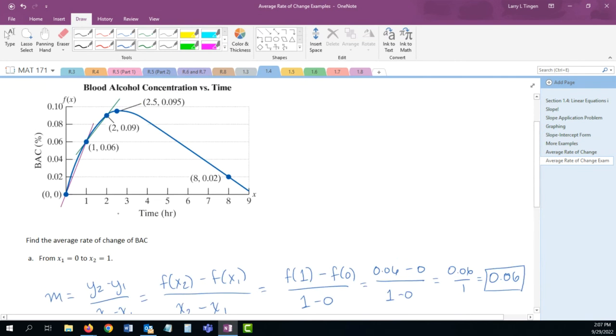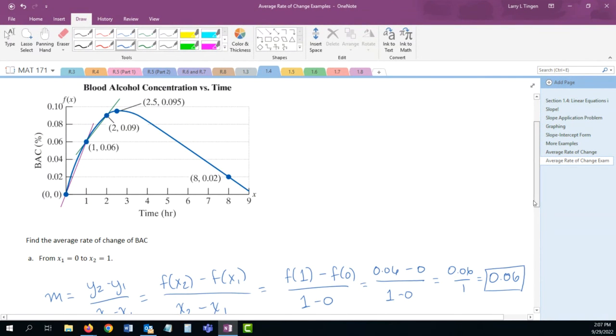If I pick, I start drinking at 0, I end this at 0, and I find what's the average rate of change for the blood alcohol from when I started drinking to when I was completely sober, I get a slope of 0, and it would look like I didn't drink at all.